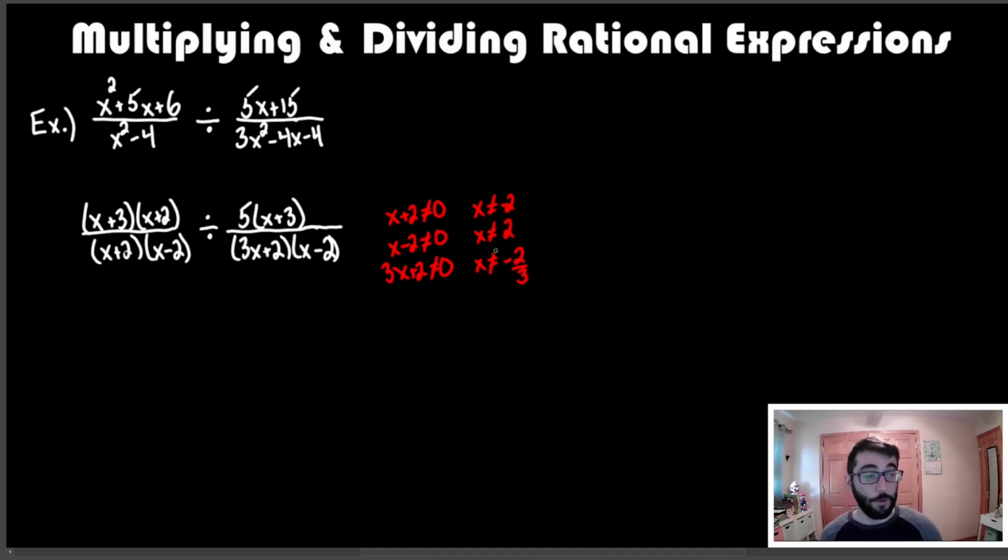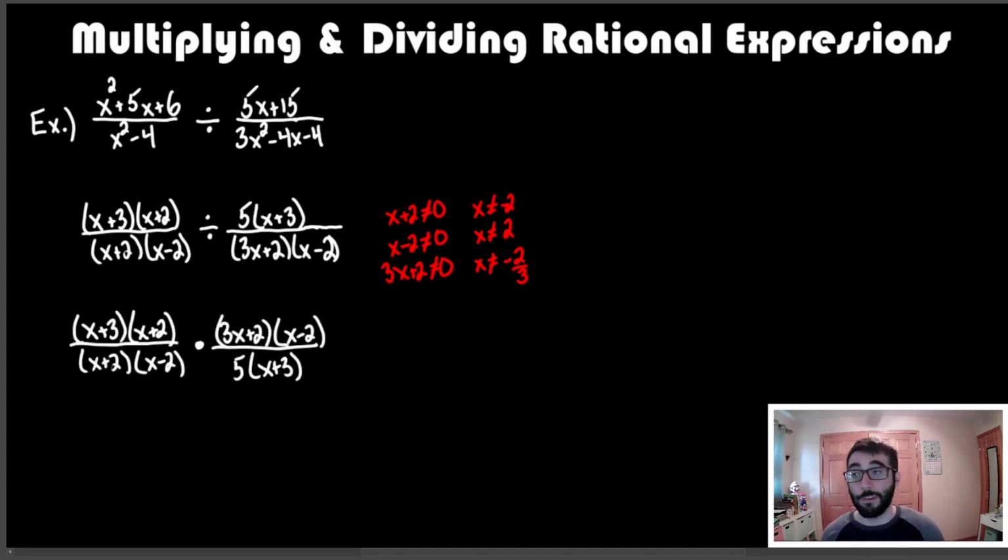Now, from here, we don't start canceling things out just yet, because the division problem actually turns into multiplication. Remember how we divide fractions. You multiply by the reciprocal of your divisor. So notice I changed the division to multiplication, and I just flipped the divisor. Now 3x plus 2 and x minus 2 is in my numerator, and now 5 times x plus 3 is in our denominator.